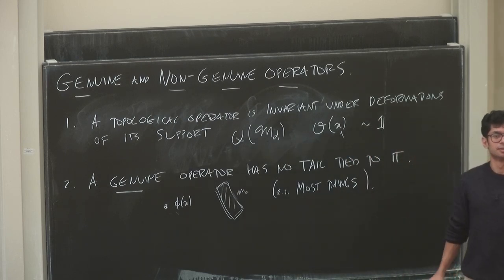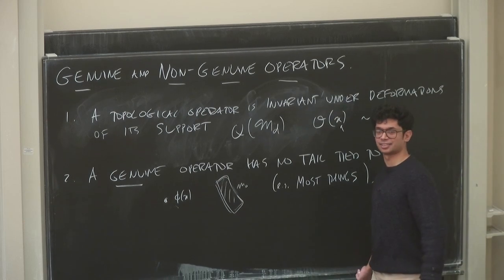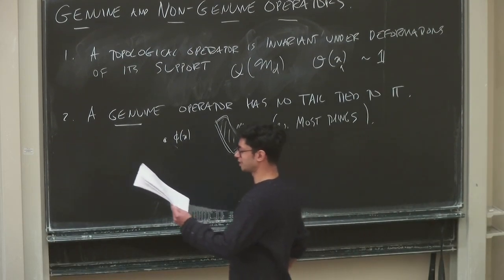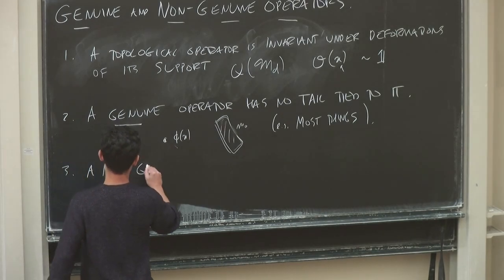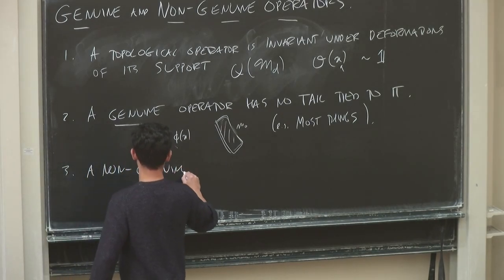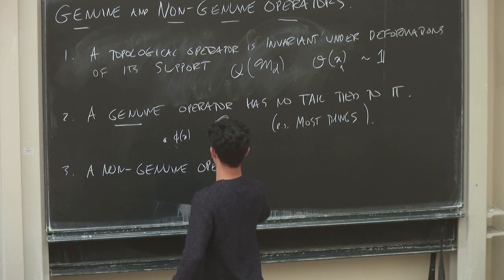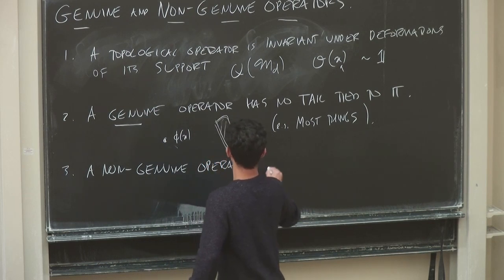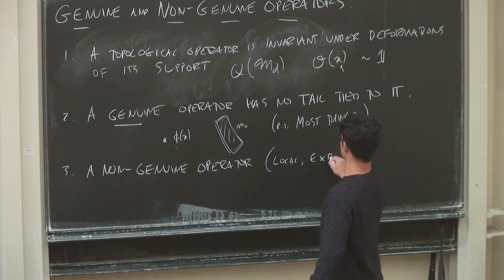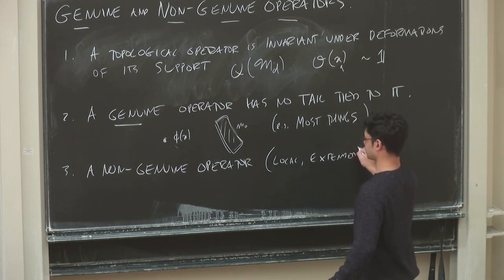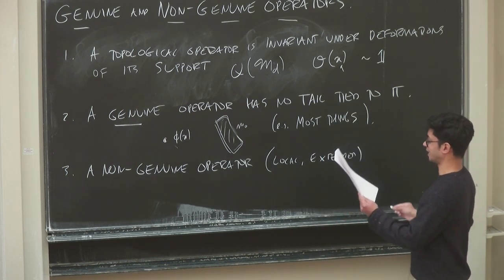Yeah? Can you make an example where there are tails? Yeah, that's good. That's what we're getting at next. Okay. So, following that suggestion, number 3, a non-genuine operator, which again can either be local or extended, has a tail.